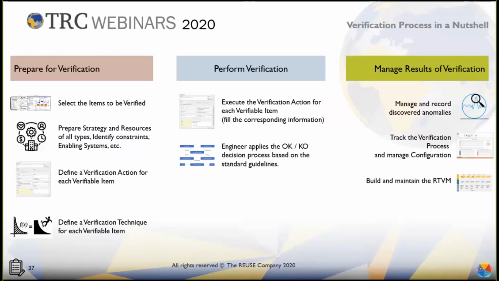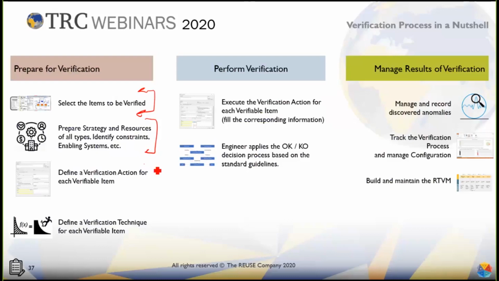So the first thing is, for prepare for verification, you have to select the items to be verified. So whatever you want to verify, you have to be able to reach them. And at the same time, whichever way you would like, you have to prepare everything for this verification process, particularly the strategy, which could be quite important, resources of all types, enabling systems, constraints, and so on.